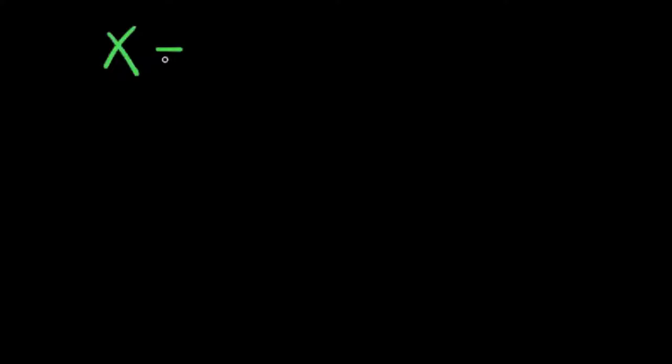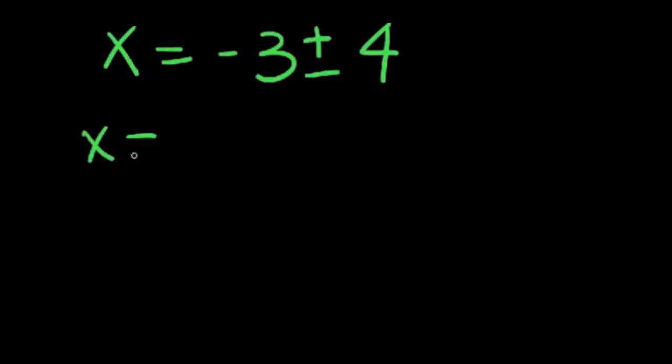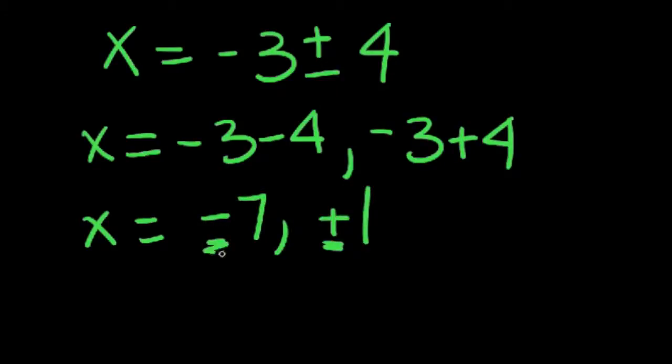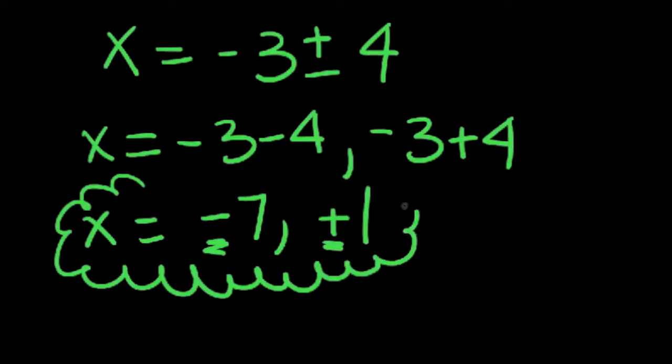Now we're going to solve for x. X equals negative 3 plus or minus 4. So x equals negative 3 minus 4, and x equals negative 3 plus 4, which gives us x equals negative 7, and x equals positive 1. We've just solved completing the square.